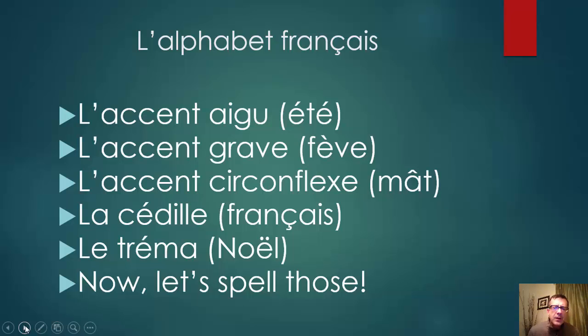And then next one is a little rooftop accent that happens on vowel sounds, l'accent circonflexe. And that kind of stretches out the vowel, makes it a little more open sounding. Mât is that word right there.